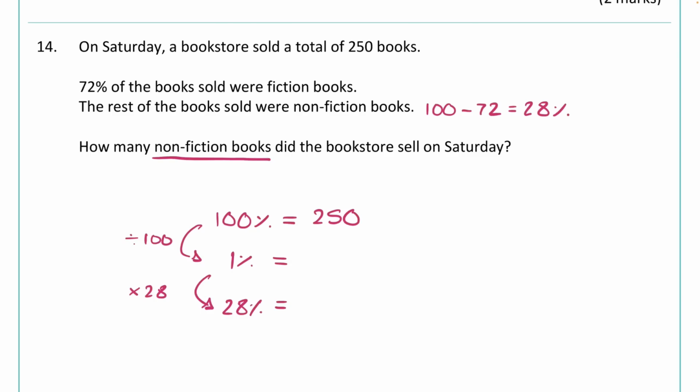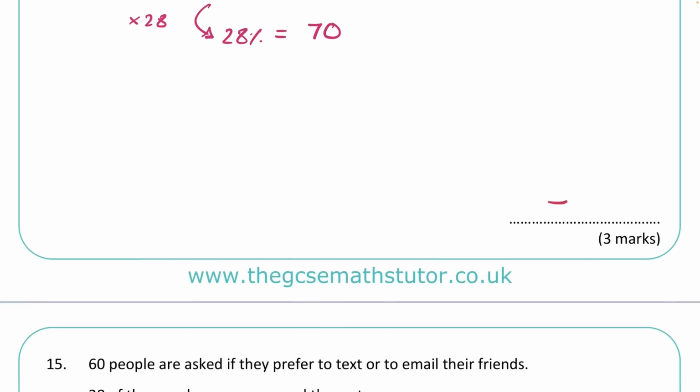Either way, absolutely fine. So 250 divided by 100 gives us 2.5. That's 1%. Times that by 28, and we get the answer 70. So 70 of the books were non-fiction books. Now, if we'd have worked out the 72%, we can do 250, I'll use a decimal method, times 0.72. That gives us 180. And then 250 take away 180 would give us 70. Either way, absolutely fine. But our answer there is 70.